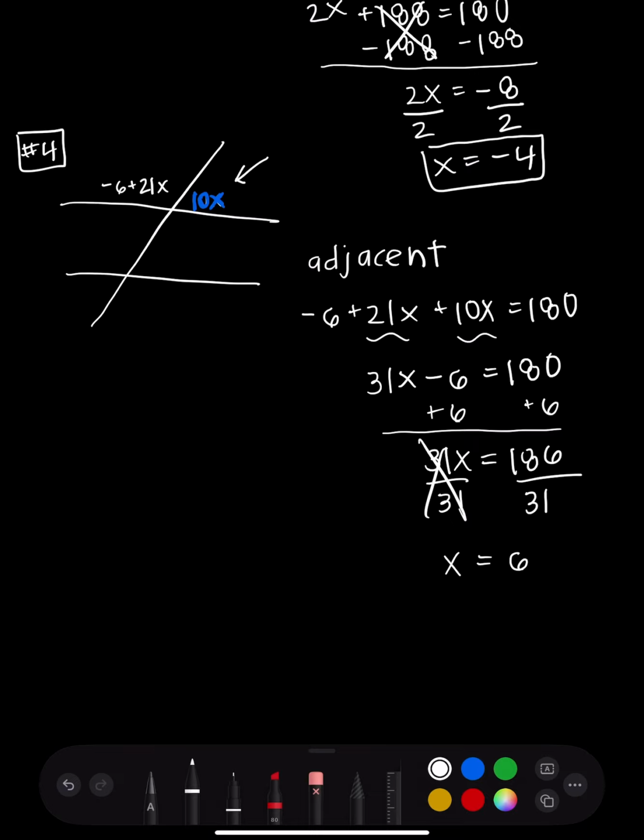So now that I know that x is equal to 6, what I'm going to do is plug it into that angle, which is 10x. So I can rewrite it as 10 times 6 because I know x is equal to 6, which gives me 60. So my answer is 60 degrees. That angle has to be equal to 60 degrees. And there we have it. That is how we solve for angles.